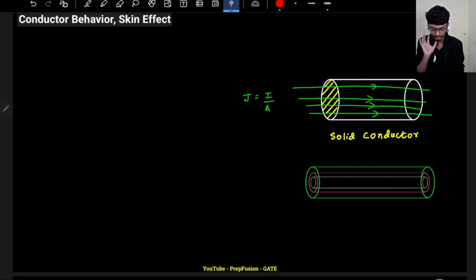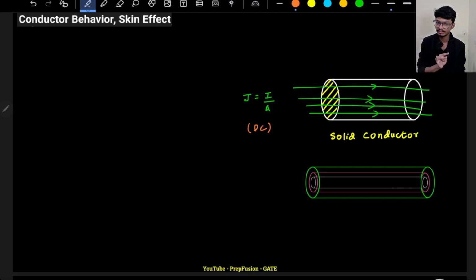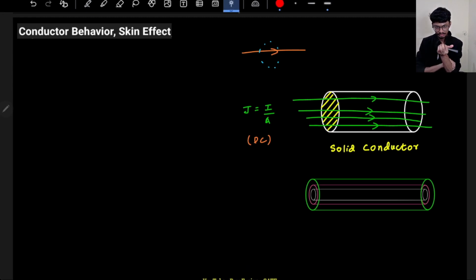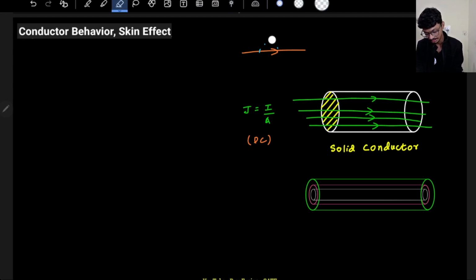Now all this is theoretical and true in DC. In DC, current density will be constant, but in AC something will happen. In AC, there will be flux generation. Why? Because if I have an alternating current, like a DC current also produces some flux, that is true, but that flux will be constant. But in AC, what will happen? The flux will keep on changing.